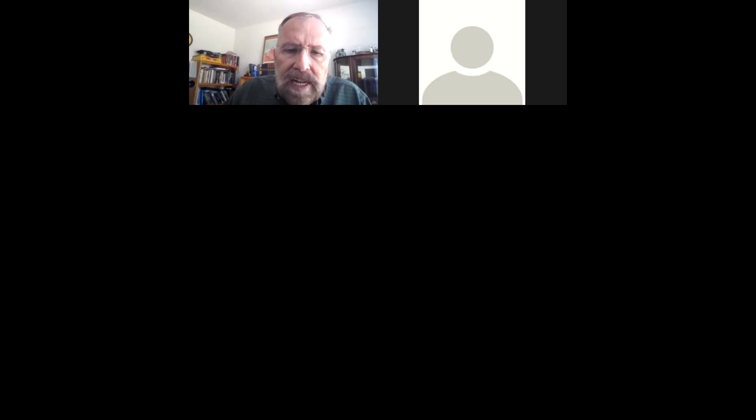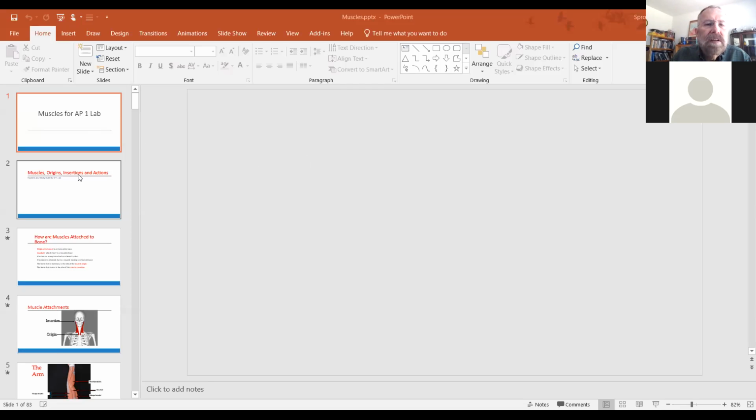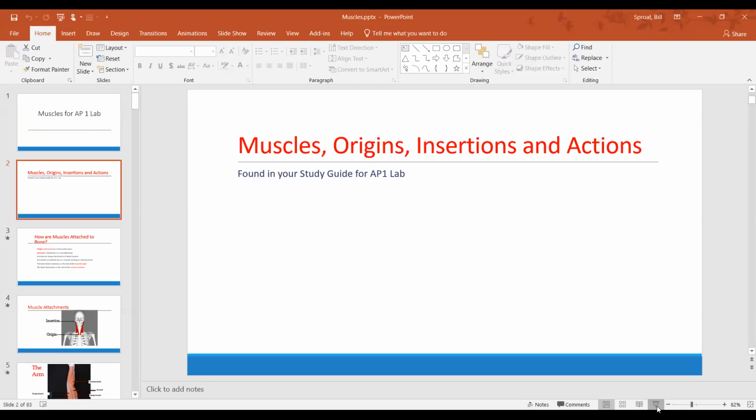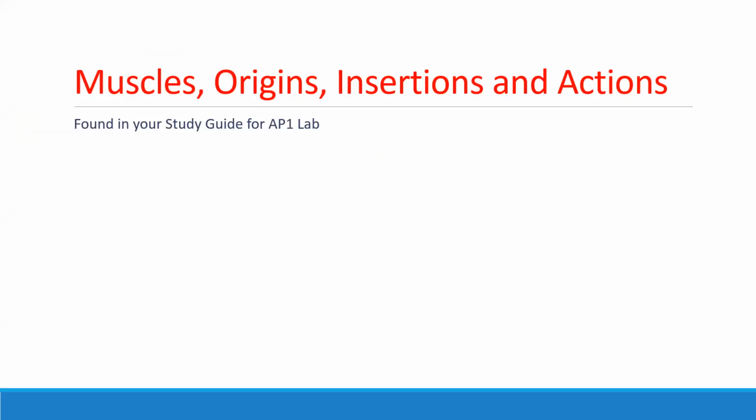So let's go ahead and get started here. Okay, there we go. Now, the muscles, their origins, their insertions, and their actions are all found listed in your lab study guide. If you go into the content section of the table of contents, you will find the lab study guide for AP1 and the 60 or so muscles are identified there.